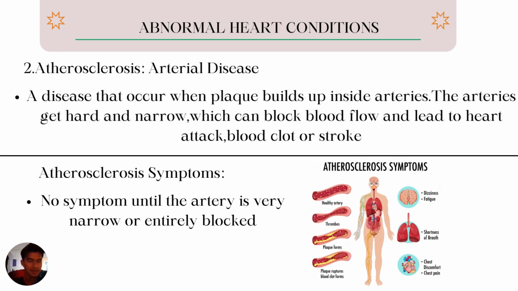The second one is atherosclerosis. Atherosclerosis is a subtype of arterial disease, a disease that occurs when plaque builds up inside arteries. The arteries get hard and narrow, which can block blood flow and lead to heart attack, blood clot, or stroke. And for atherosclerosis, there is no symptom until the artery is very narrow or entirely blocked.